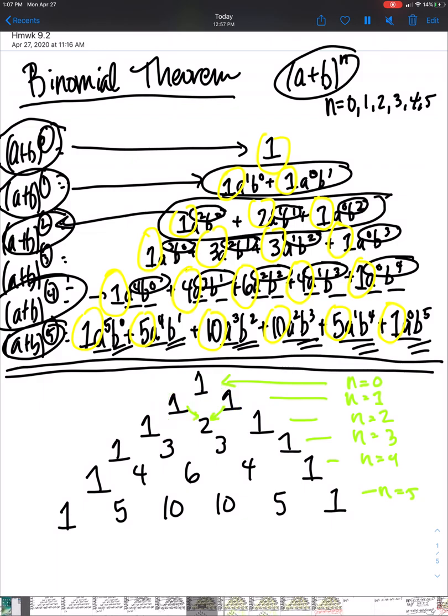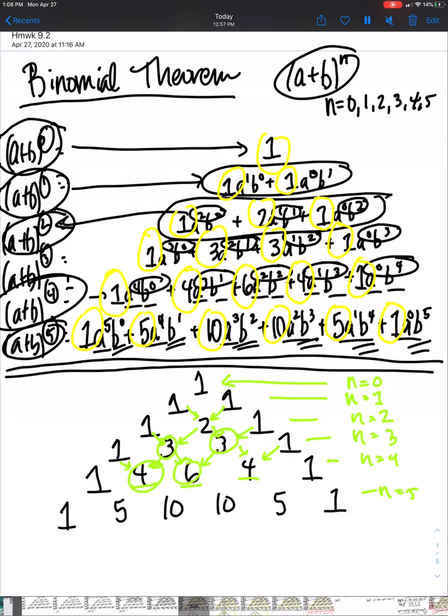Okay, so let's do this. 1 plus 1 is 2. You got 2 plus 1 is 3. 2 plus 1 is 3. We got 3 plus 1 is 4. 3 plus 3 is 6. 3 plus 1 is 4. Look at that. Crazy how that works, right?